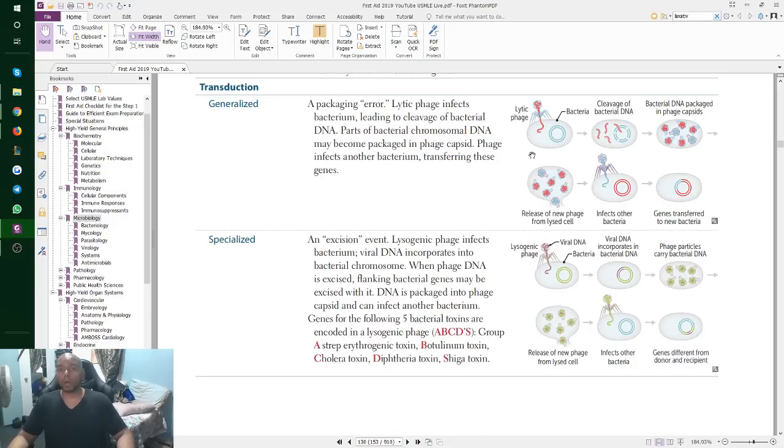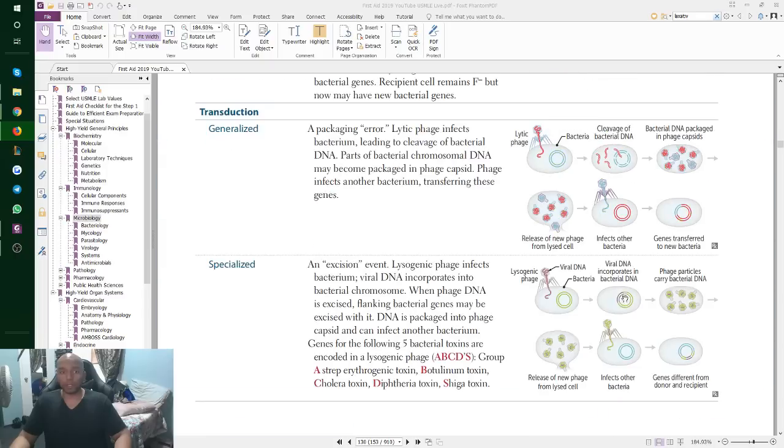Transduction actually requires a virus. So transduction requires a virus, and you can see that happening in both of these images over here. Right, so let's take a look. There's generalized transduction and specialized transduction. And of course, by the name, specialized is the one that's special. Generalized is not that big of a deal, but it does cause some good effects.